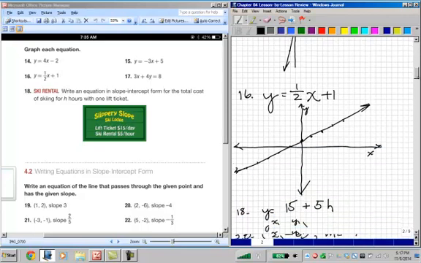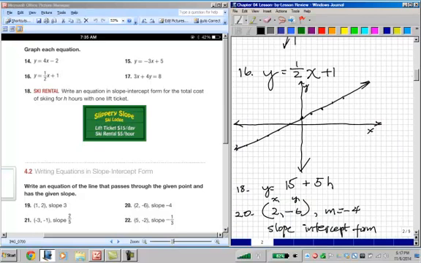16, graph the equation. 1/2 x plus 1. Y-intercept is 1. The slope is 1 over 2. 2 to the right and up 1, and repeat. And I can go down 1 and 2 to the left, down 1 and 2 to the left, and keep getting points on the line, and then draw the line through those points.